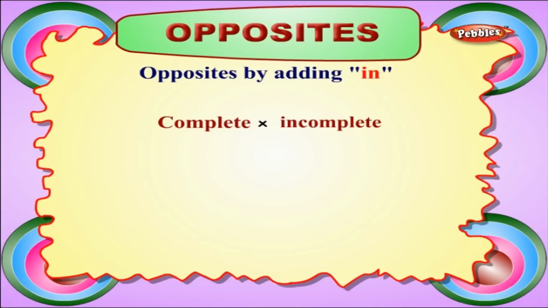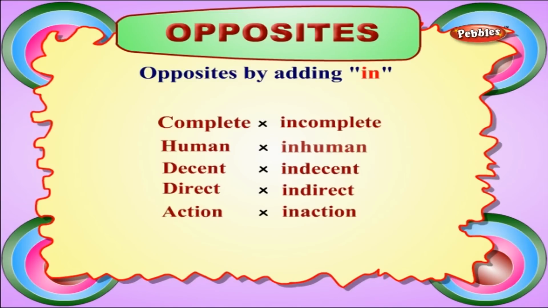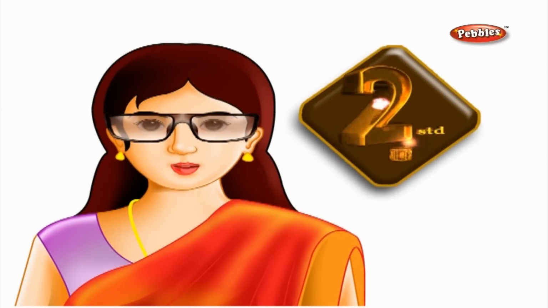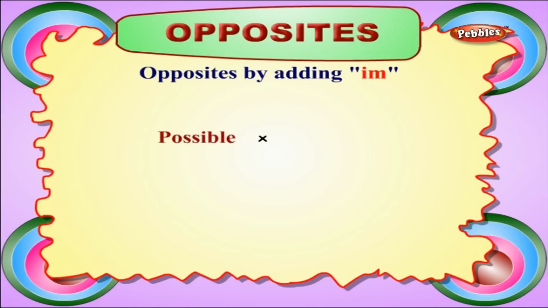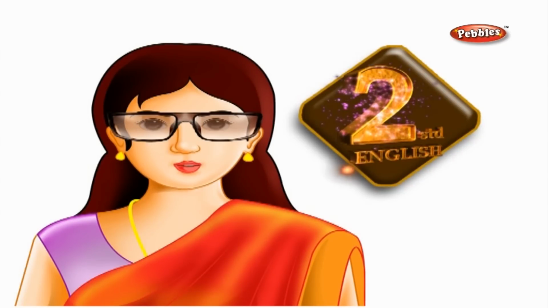Complete, incomplete. Human, inhuman. Decent, indecent. Direct, indirect. Action, inaction. Opposites by adding im. Possible, impossible. Patient, impatient. Perfect, imperfect. Opposites by adding un.